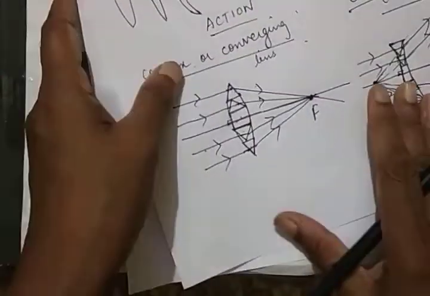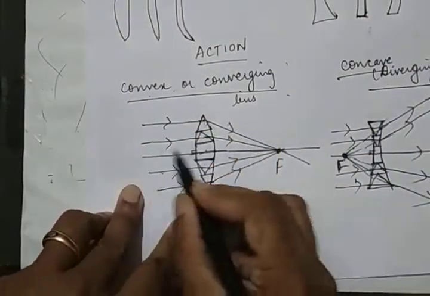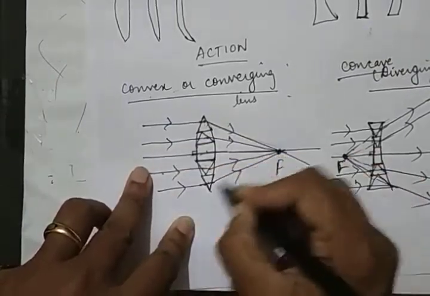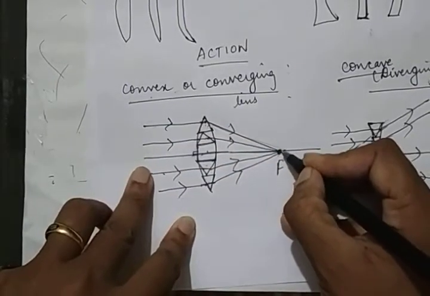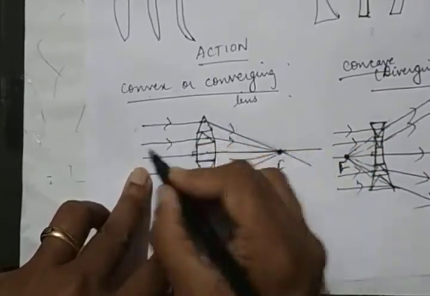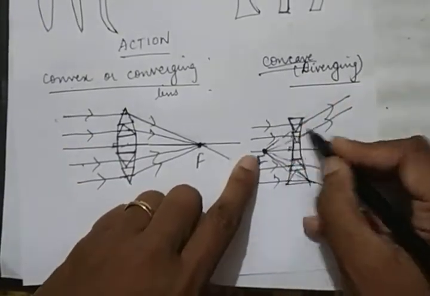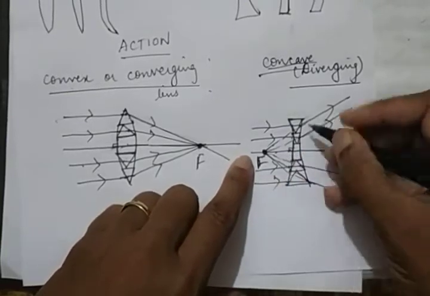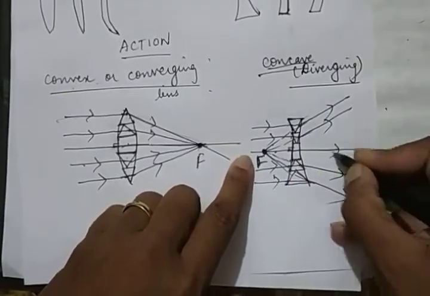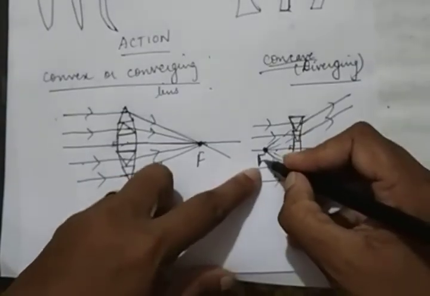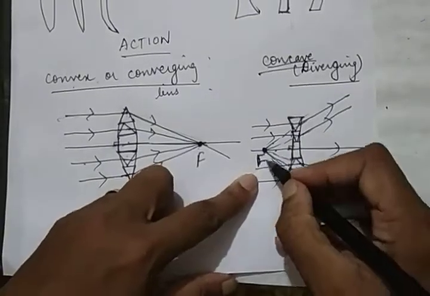Principal focus, for now you remember, for convex, principal focus is the point where rays parallel to the principal axis meet after refraction. This point is called the principal focus of a convex lens. For concave, rays coming parallel to the principal axis diverge, but when they are extended backward they appear to come from a point, and that is called the principal focus of concave. So this much you remember for now, and we'll straight away go to the ray diagrams.